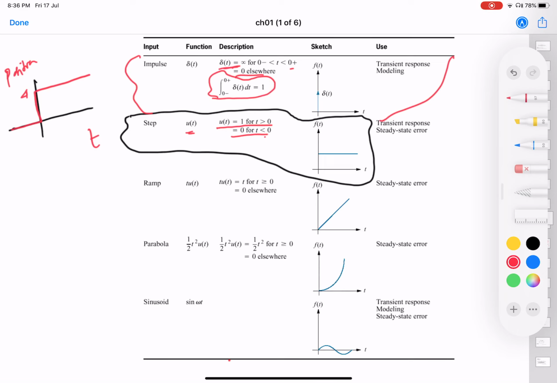The other inputs are very simple and they can be derived from the step input. So you have a ramp. A unit ramp would be t times u(t). This is called a unit step because the value of the amplitude is actually 1, right? If you don't have 1 here, you move to some other value other than 1, you still have a step input, but it is not a unit step. So you can have a ramp input in which you're gradually increasing the value. So it is t times u(t).